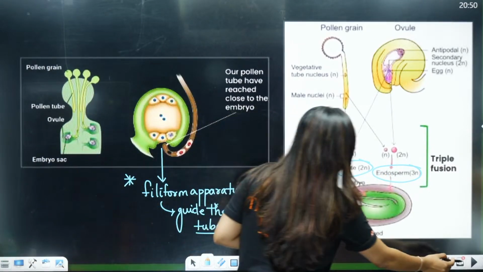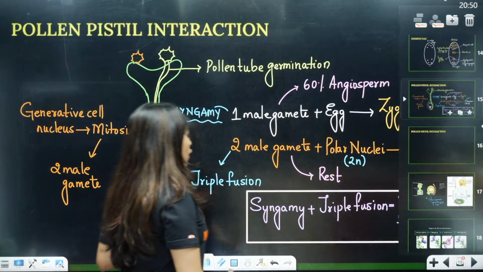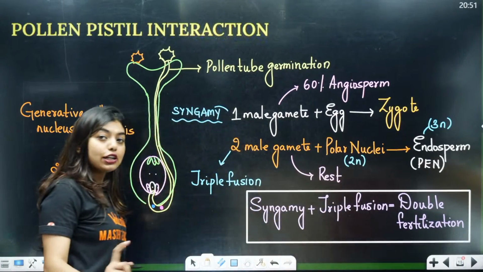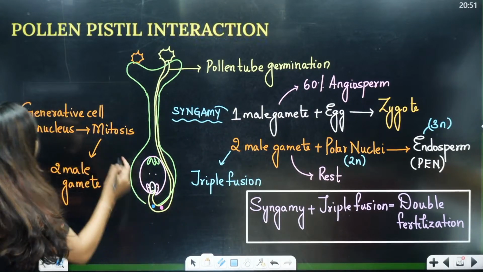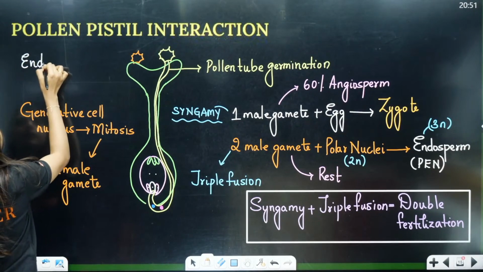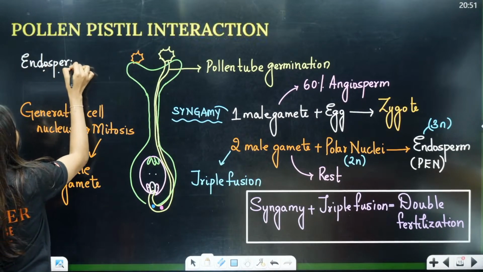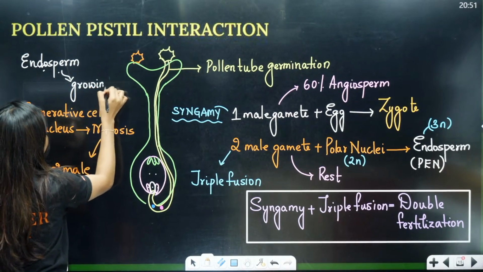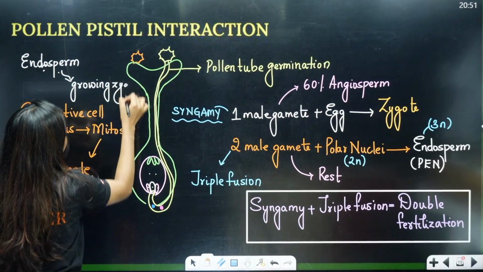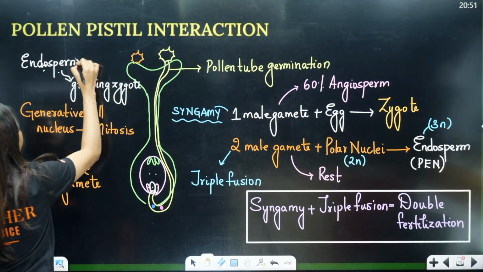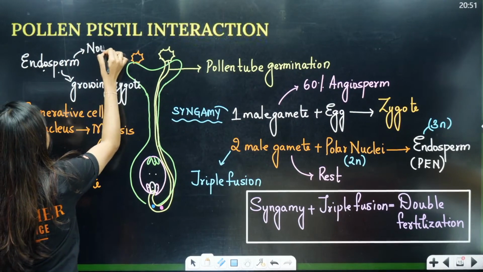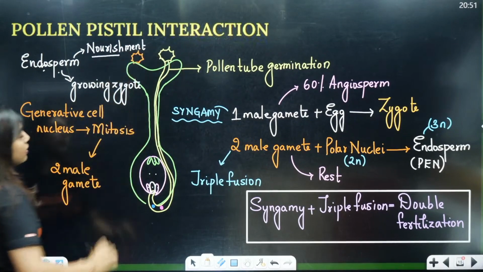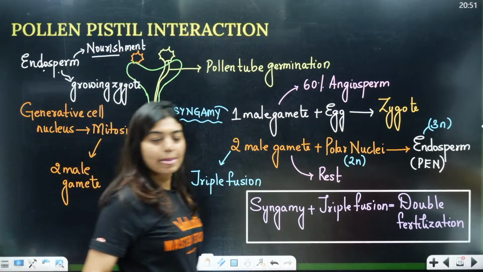Now, ma'am, I have a question. Why do we really have to form endosperm? You can ask me this question, no? Ma'am, why do we have to form endosperm? So students, endosperm is going to provide the nourishment for the growing zygote. Endosperm is going to give the nourishment. Clear? Yes? Any doubts? Yes, very good.